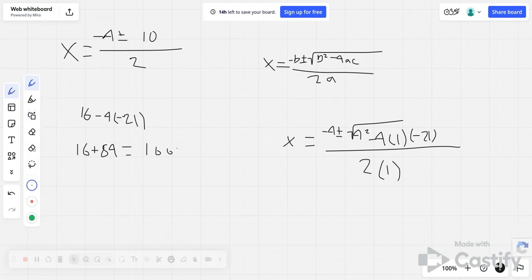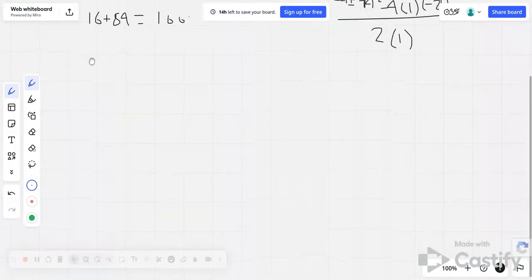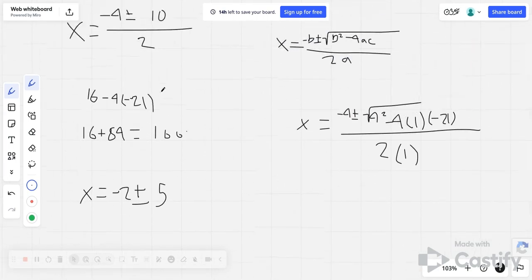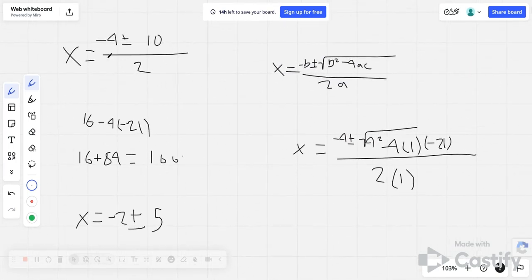Now we have our negative 4 plus or minus 10 over 2. We can just divide negative 4 and 10 by 2. So let's go down here. We will have x equals negative 2 plus or minus 5. Because once we divide that, we can just get rid of this.